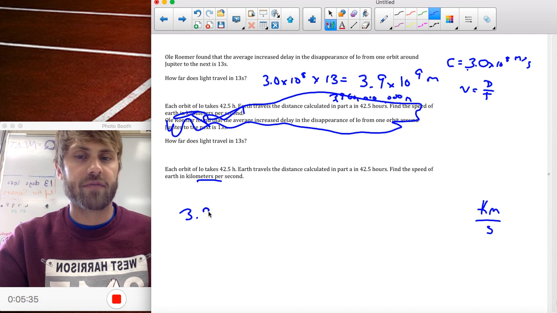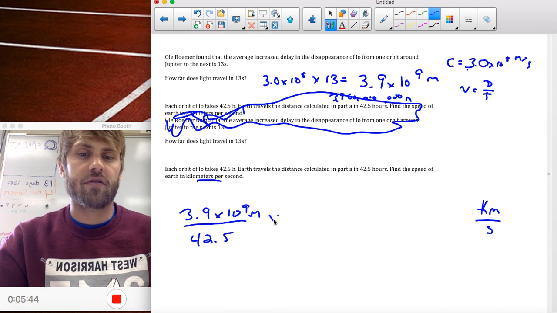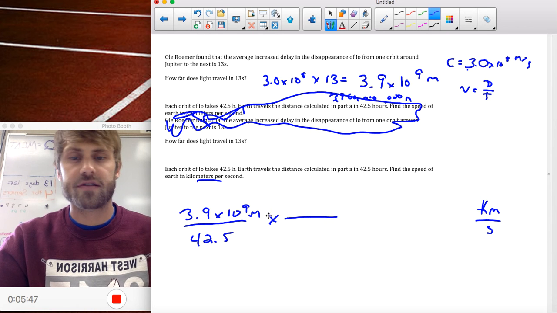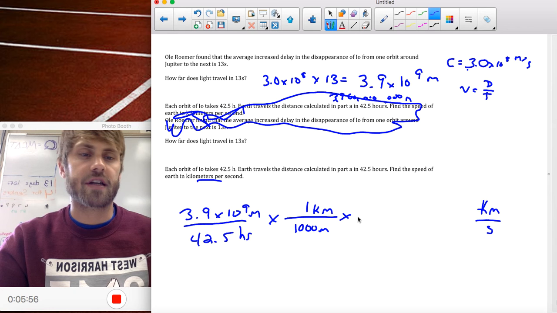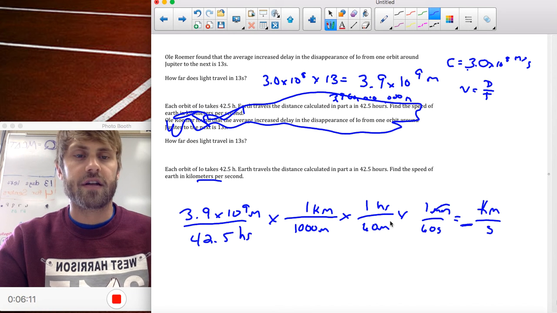I have the 3.9 times 10 to the 9th meters, and it tells me that that's going to take place in 42.5 hours. So I'm going to go ahead and convert meters into kilometers. So 1,000 meters is 1 kilometer. Then to get my hours into seconds, I can do that in 2 conversions. I could say 1 hour is 60 minutes, and then 1 minute is 60 seconds. And that's going to give me the answer I want in kilometers per second, because all of those are going to cancel out except kilometers and seconds.